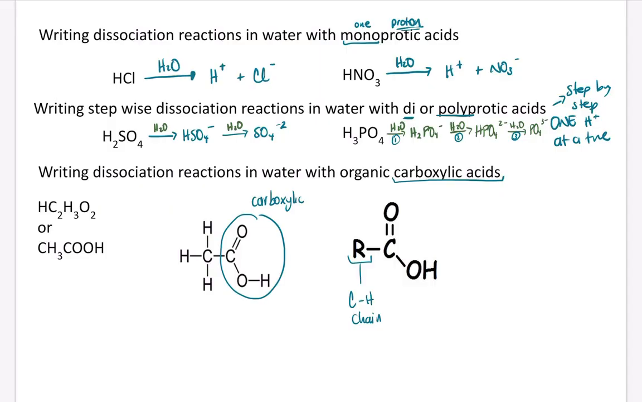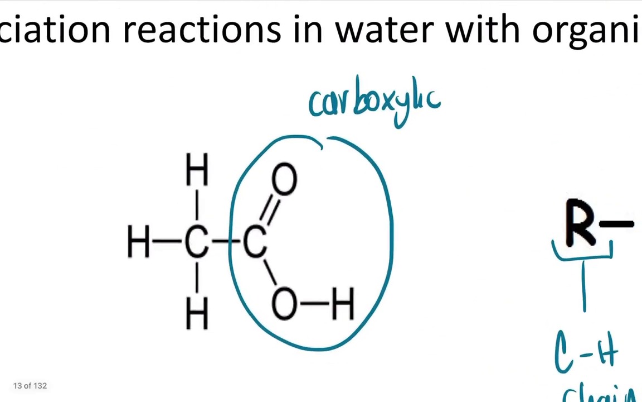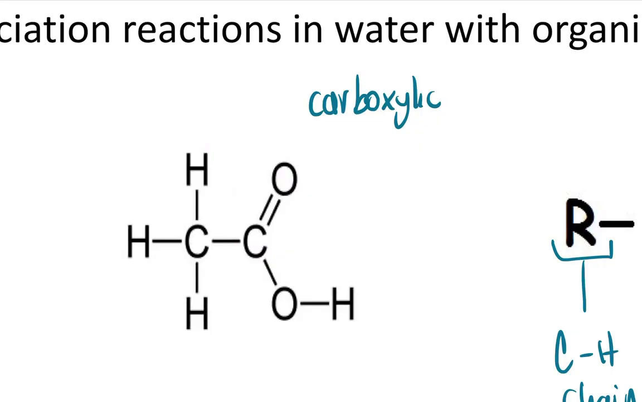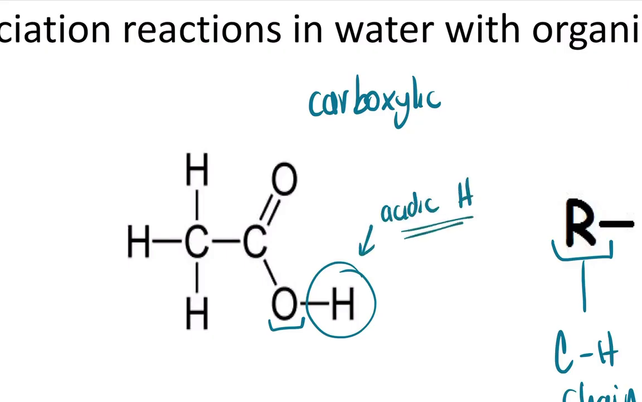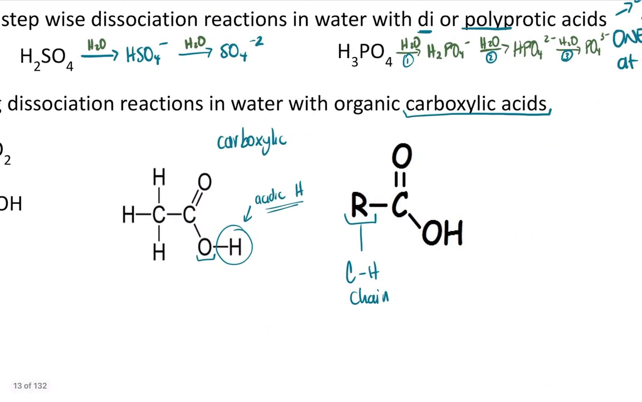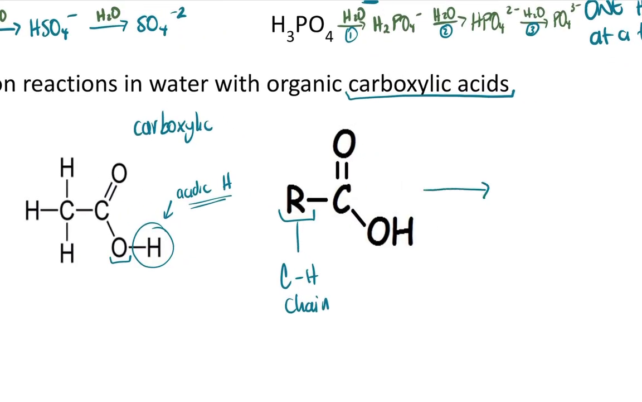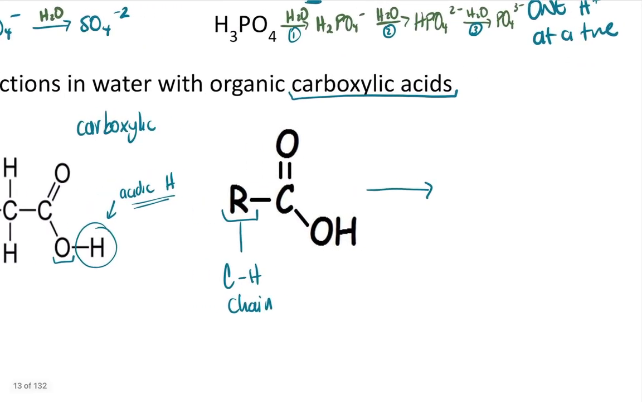So in here, we need to identify which is the acidic hydrogen. There are several hydrogens here. And the hydrogen that is the acidic hydrogen is going to be connected to the most electronegative atom, and in this case, it is our oxygen. So this is the acidic hydrogen. This is the hydrogen that will be donated when this is mixed in water. So the dissociation will look like R, C, O, O, and the hydrogen ion.